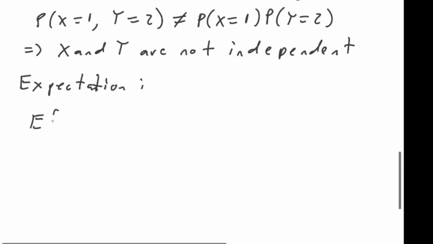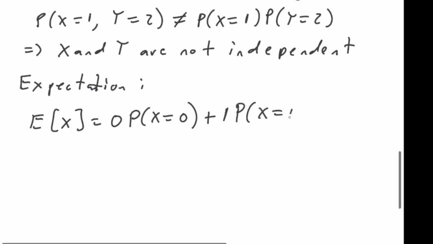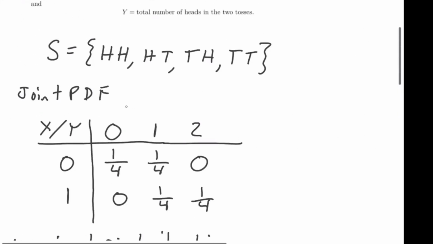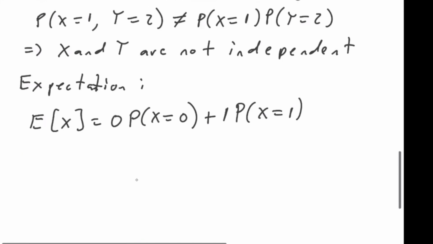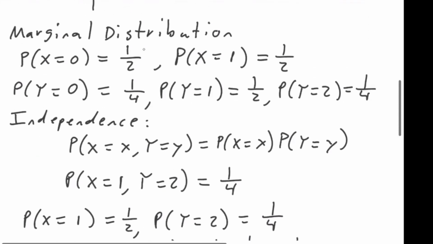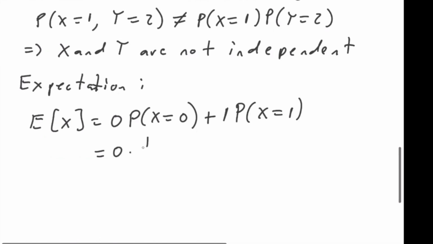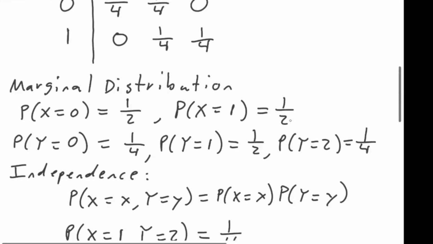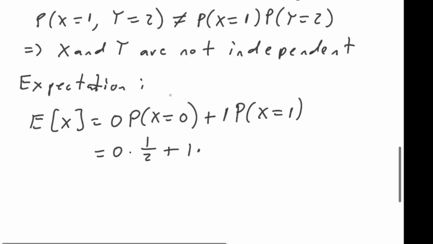So the expected value of x, remember, is equal to, x can take on 0. So 0 times the probability that x is equal to 0 plus 1 times the probability that x is equal to 1. Remember, x could take on 0 and 1. Okay? So this is going to be 0 times the probability that x is equal to 0, which was 1/2, plus 1 times the probability that x is equal to 1, which is 1/2. So the expected value of x is going to be 1/2.